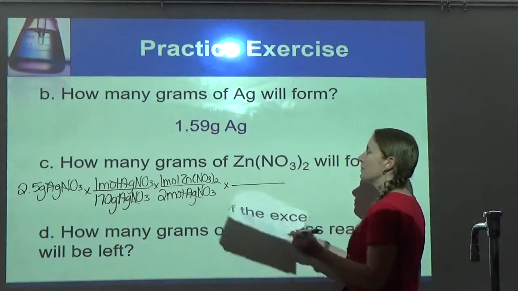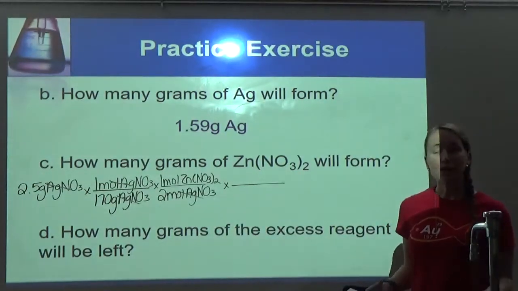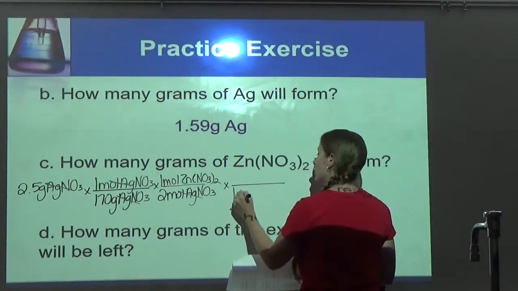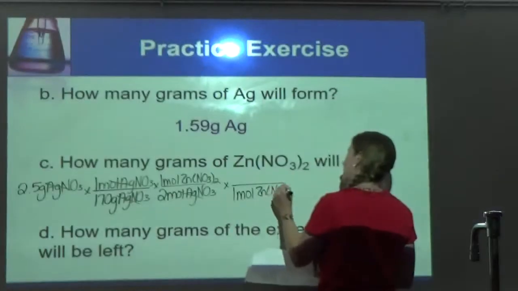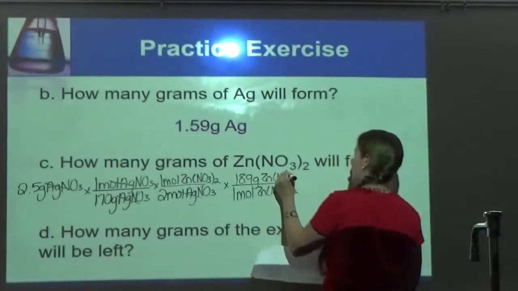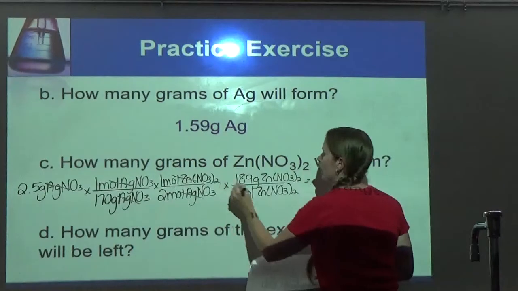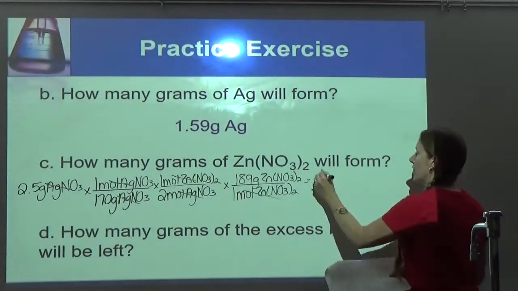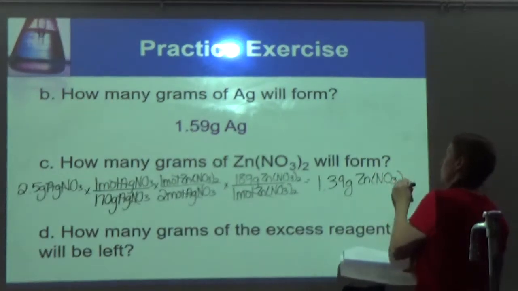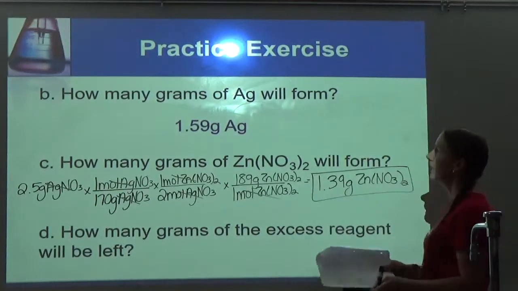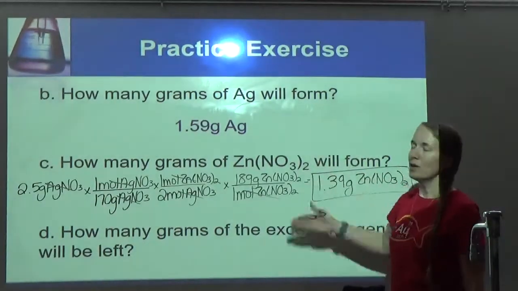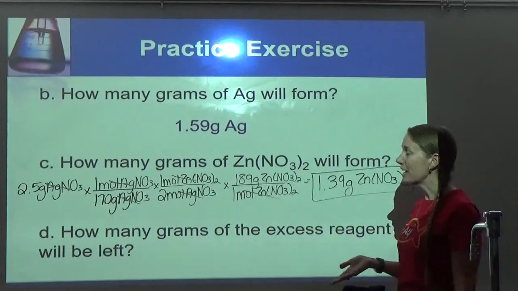All right, and then last step, it does say how many grams of zinc nitrate, so I need to use the molar mass of zinc nitrate. So when I add it up, I get about 189 grams. So 1 mole of zinc nitrate is 189 grams of zinc nitrate. So then I'm just ready to multiply and divide. So I get about 1.39 grams of zinc nitrate. So don't let it throw you off if it's a multi-step problem and it asks you to go to one product but then asks you to go to another product. Either product you go to, you have to start with the limiting reagent every time.